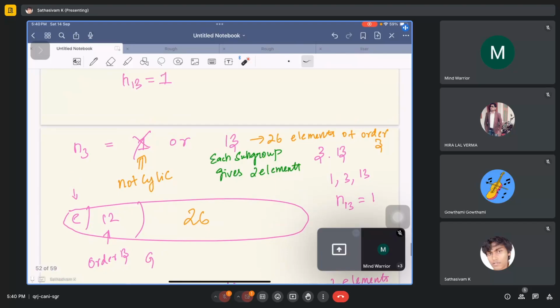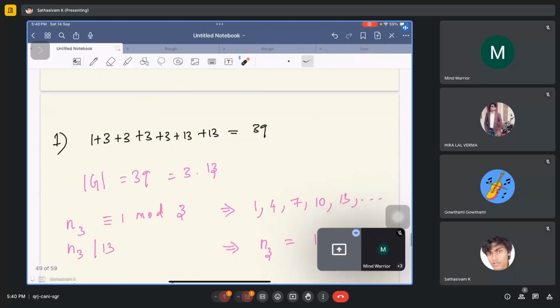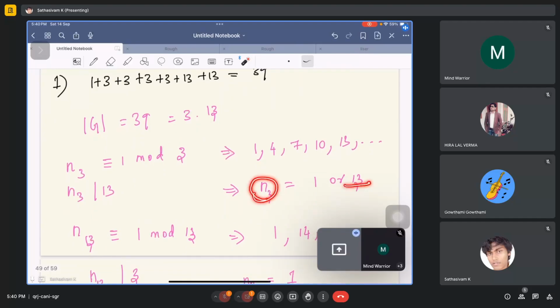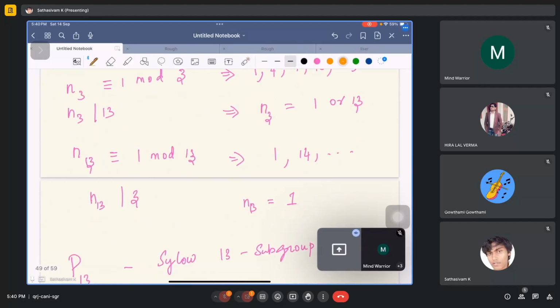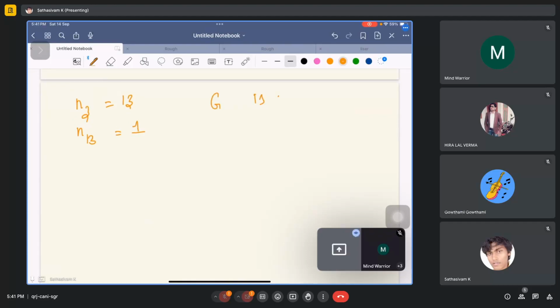So far we have computed a few things. What we have seen is that this class equation cannot come from a cyclic group, and thus we can assume the group is non-cyclic. In such a case, N3 is basically 13 and N13 is 1. So these are the things that we have done so far: N3 is 13 and N13 is 1, and your group is not cyclic.